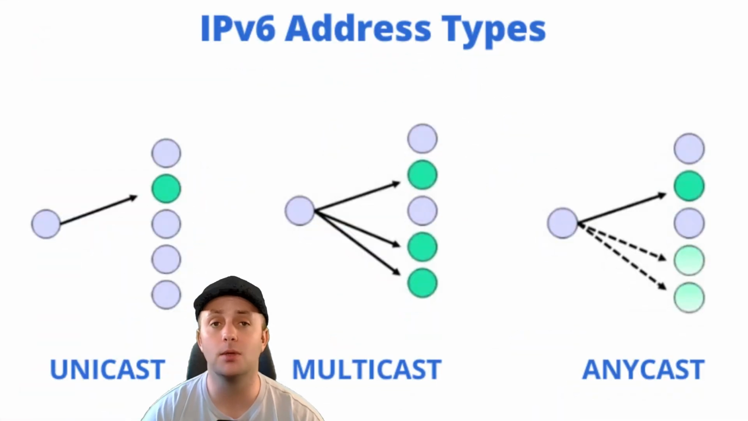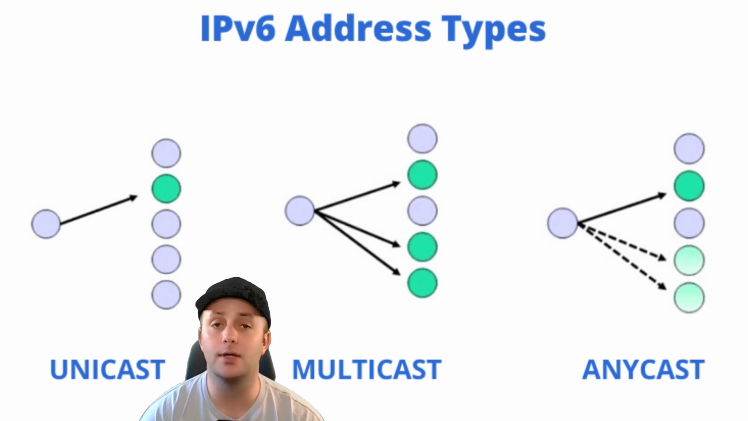Let's talk about IPv6 address types. There are three main types of IPv6 addresses: unicast, multicast, and anycast. A unicast address is used to identify a single device on the network. Just like in IPv4, data sent to a unicast address is delivered to a single specific device. Multicast addresses are used to send data to multiple devices at once. Unlike broadcast addresses in IPv4, IPv6 does not use broadcast. Instead, multicast is used to efficiently deliver data to multiple devices without flooding the network with unnecessary traffic.